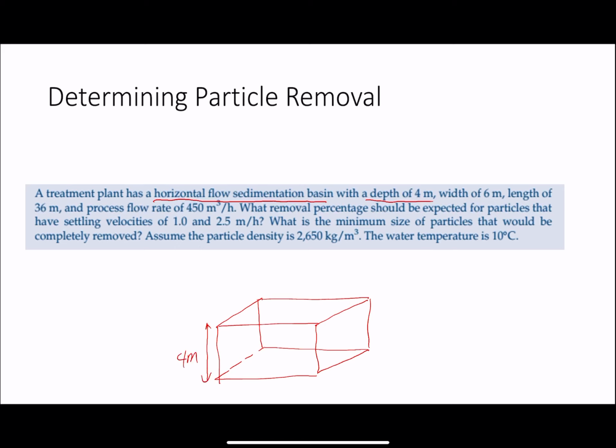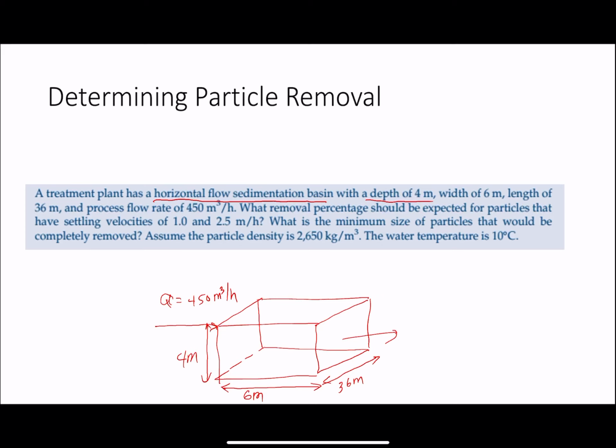The width is 6 meters. The length is 36 meters. Oh, that's not according to scale, but. And the process flow is 450. The flow, the charge, 450 meter cubic per hour. So the flow is going that way. Of course, it's flowing in from the other side, from here.